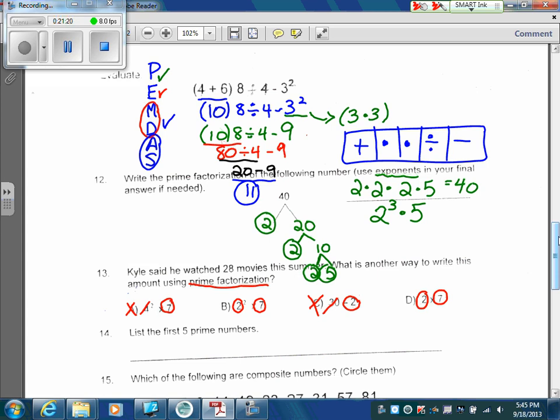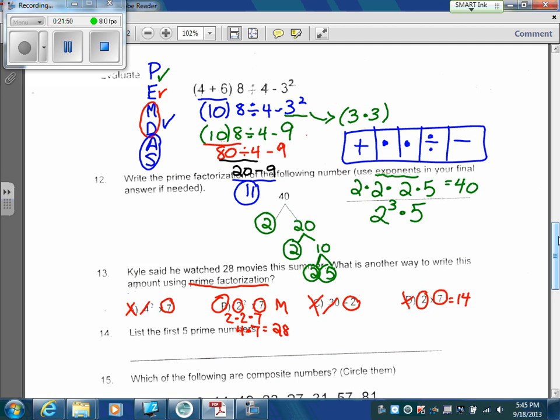2 squared, well that's 2 times 2, and it says times 7. Well, I know 2 times 2 is 4, and then times 7 equals 28. And 28 is what I'm looking for, so that's a possibility. Then I go over to D, and D is 2 times 7. Well, 2 times 7 is 14. That's not my answer. So the answer is B.